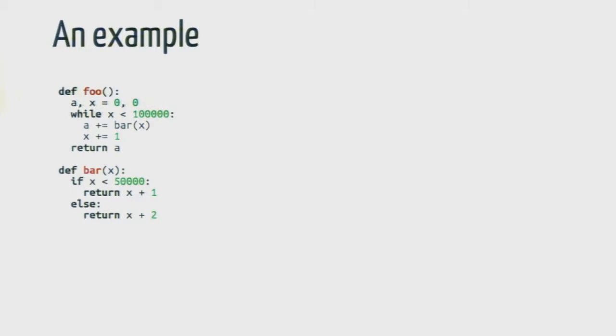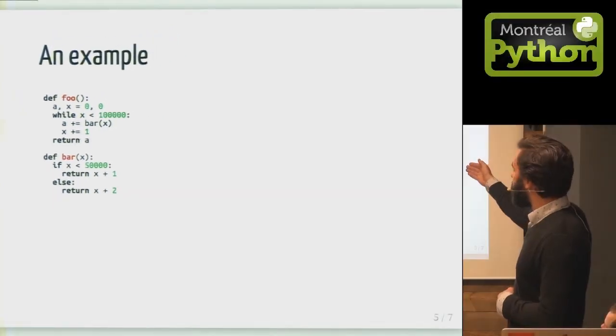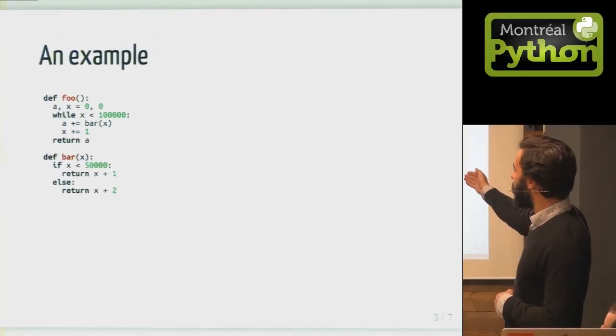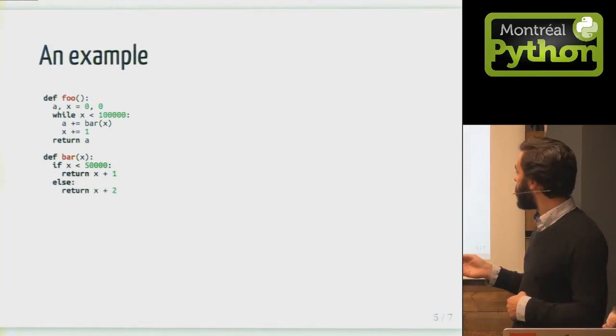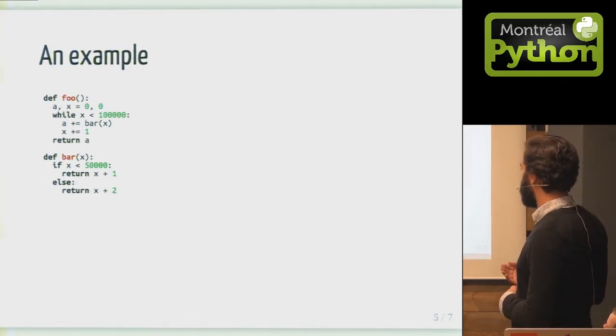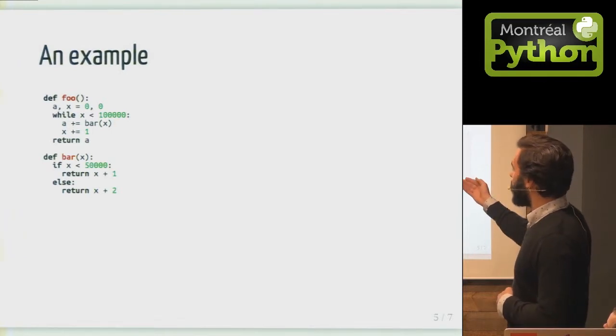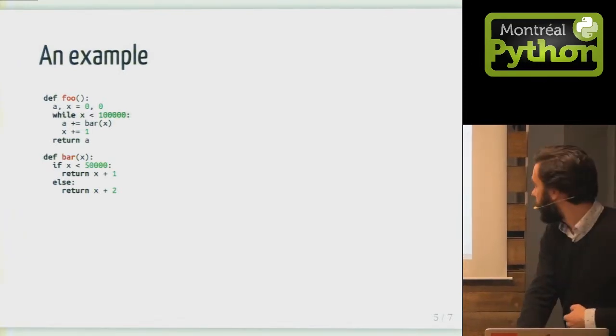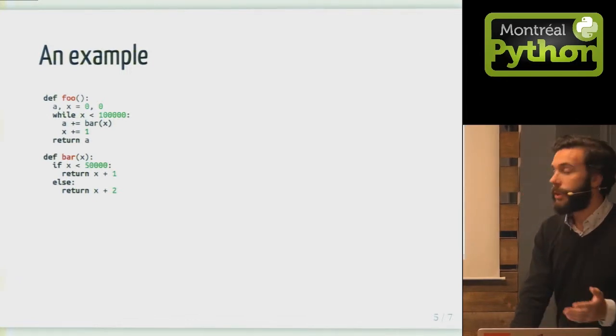So you take x from 0 to 100,000, and then you pass it to function bar, which is just going to switch on it. If it's less than 50,000, it's going to add 1 to it. Otherwise, it's going to add 2 to it. Then it's going to add it to the accumulator, increment the counter, and at the end, it's going to return the accumulator. So we're going to see the first technique.